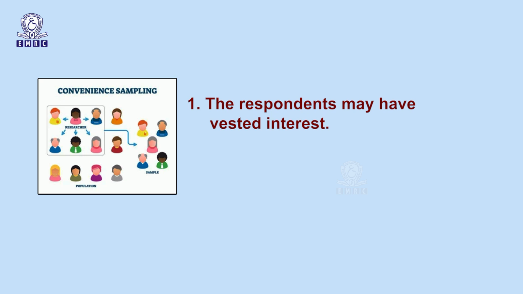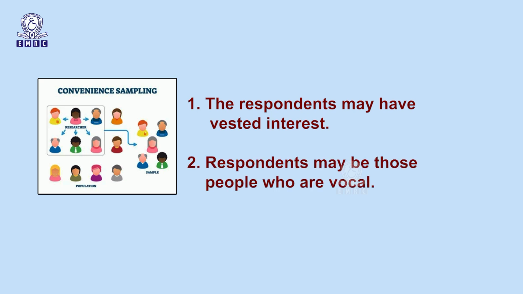The researcher employs this method when he does not have the parameters of the population or the list of community or people is not available. This sampling method may be biased. The respondents may have vested interest and respondents may be those people who are vocal. The most obvious advantage of convenience or accidental sampling is that it is quick and economical. This method is best utilized for exploratory studies or research.